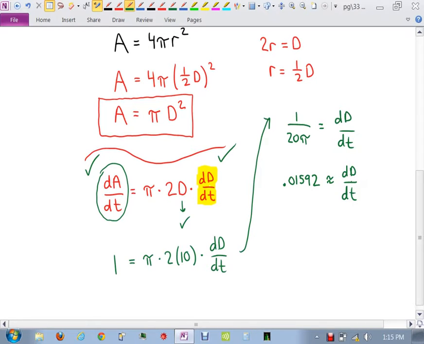And how is this measured? How do you measure this quantity? That's a speed, right? That's a speed that the diameter is changing. The diameter is measured in centimeters, and time is measured in minutes here. So the unit next to this should be centimeters per minute.